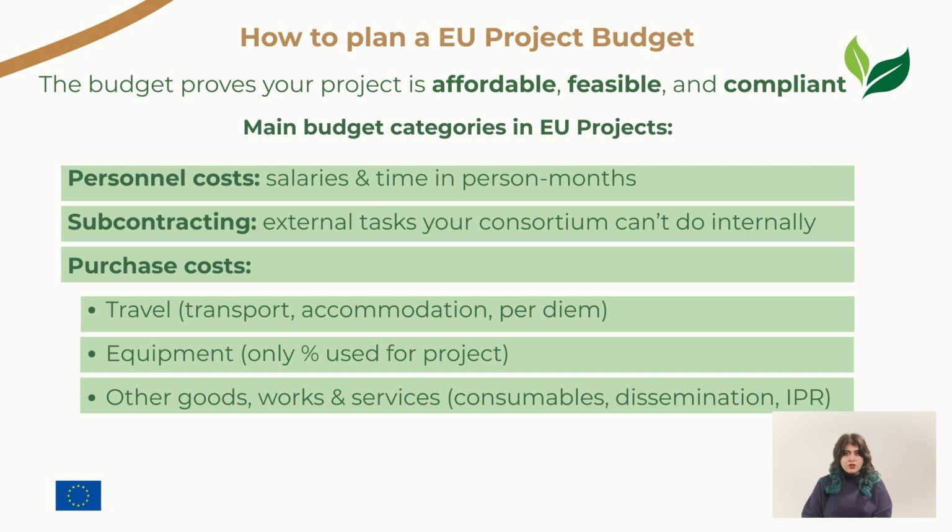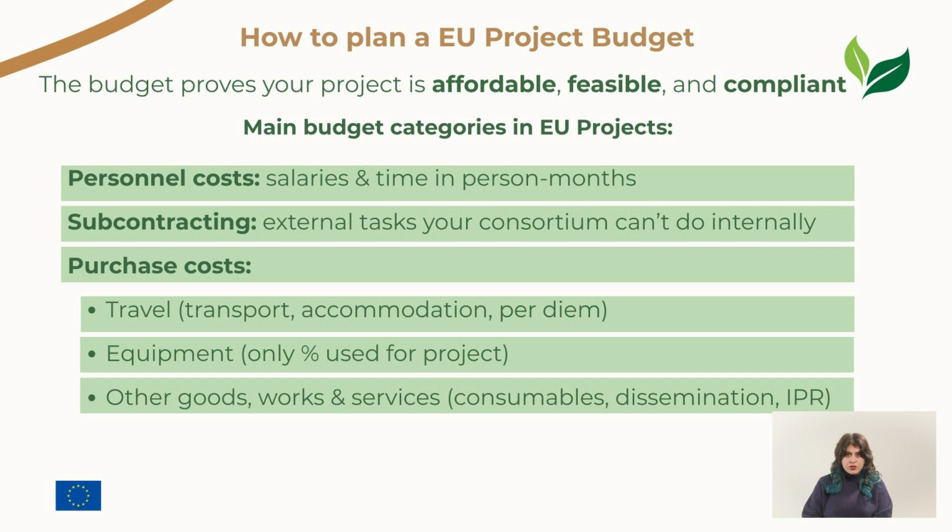Then we have subcontracting costs. These are used when you need to outsource specific tasks to external partners who are not part of your consortium, for instance, specialized lab tests or independent evaluations. Remember, however, that subcontracting should only cover tasks that your consortium cannot do internally. The core work of the project should stay within the partners. When choosing a subcontractor, it is important to apply the principles of best value for money.